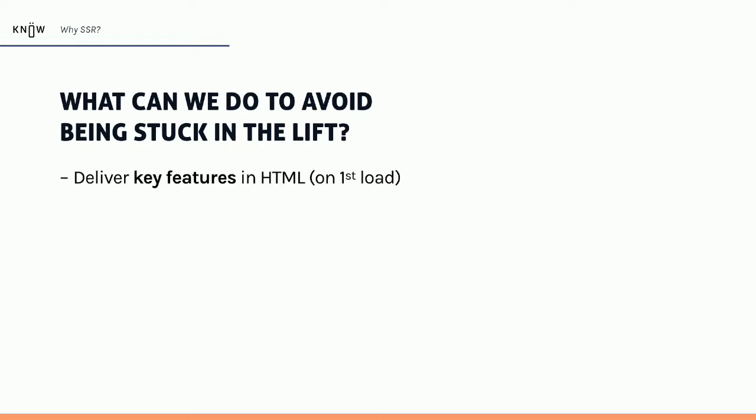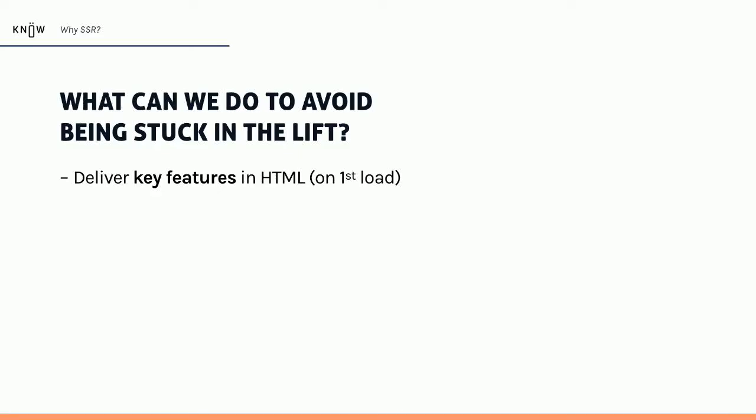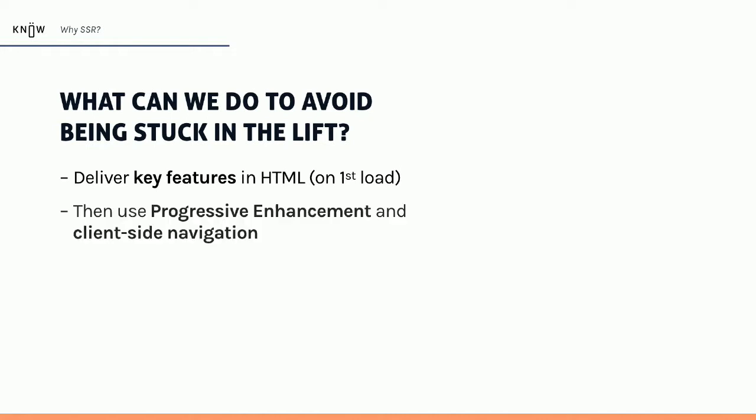So that's what I just said. We can avoid being stuck in the lift by delivering, on the first load, a key experience for the user. For example, if you're creating a newspaper website, then it should be reading the article. That should be possible with just the HTML. Or if you're doing something like Twitter, then it would be reading tweets and tweeting, right? So that's the key features.